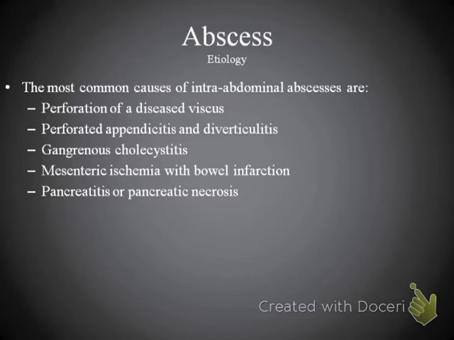So what causes an intra-abdominal or an interperitoneal abscess? The most common causes are perforation of a diseased viscus, perforated appendicitis and diverticulitis, gangrenous cholecystitis, mesenteric ischemia with bowel infarction, and pancreatitis or pancreatic necrosis. And so I know that there are a lot of big, huge words here. And so basically let's just look at this bullet point by bullet point.